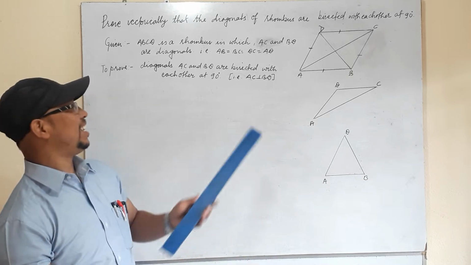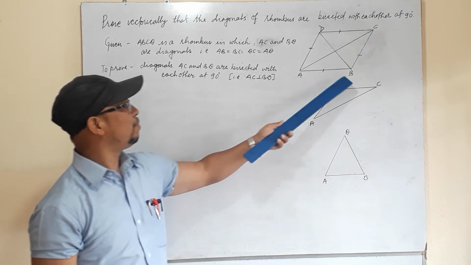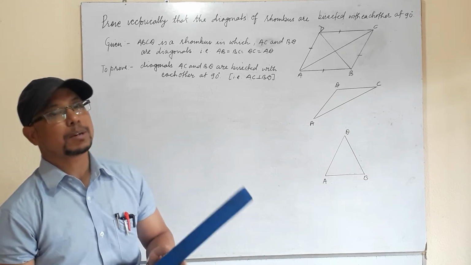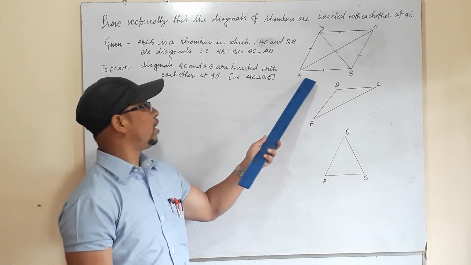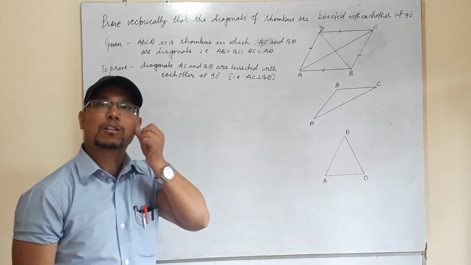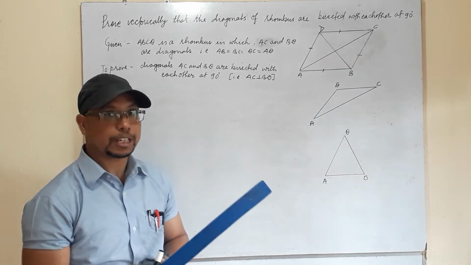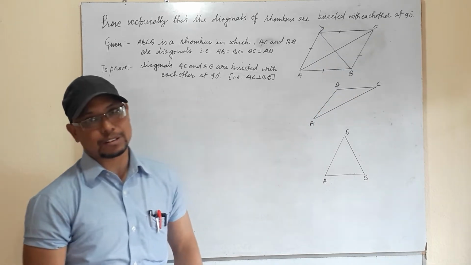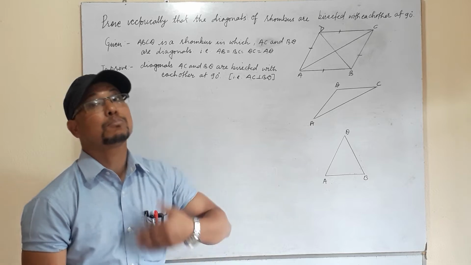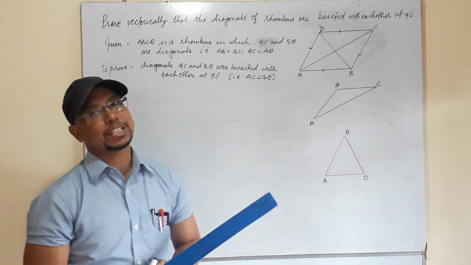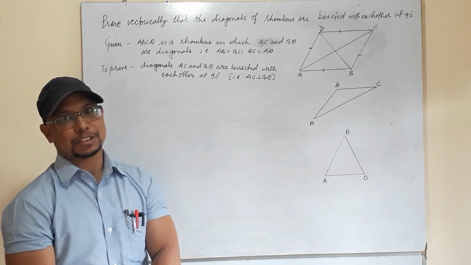And here is the figure. ABCD is a rhombus, which means all its sides are equal: AB, BC, CD and AD. And here AC and BD are diagonals, and we need to prove that the diagonals are bisected with each other at 90 degrees.